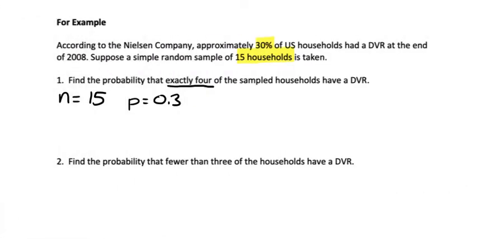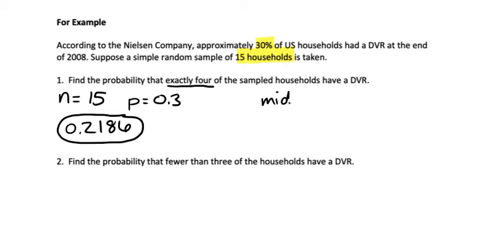So I can write that in. So 21.8% is the probability that exactly 4 of the households will have a DVR. So I'm going to write down here I chose middle, x value 1 was 4, and x value 2 is 4.